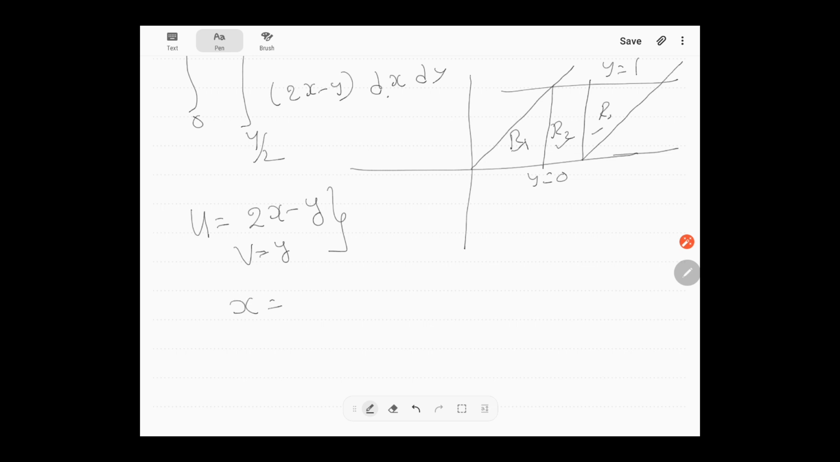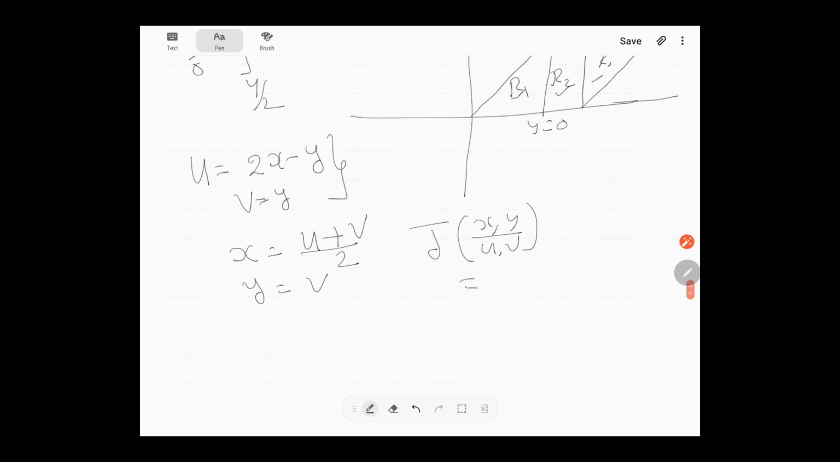Now find x from it. x is u plus y, that is, (u plus v) by 2. And y is v. So x in terms of u and v, and y also in terms of u and v, I have. For solving, anyway, I need the Jacobian of x, y with respect to u, v. So I will calculate it.